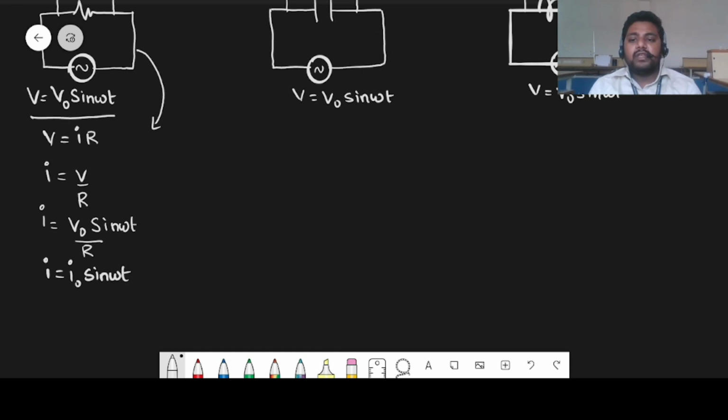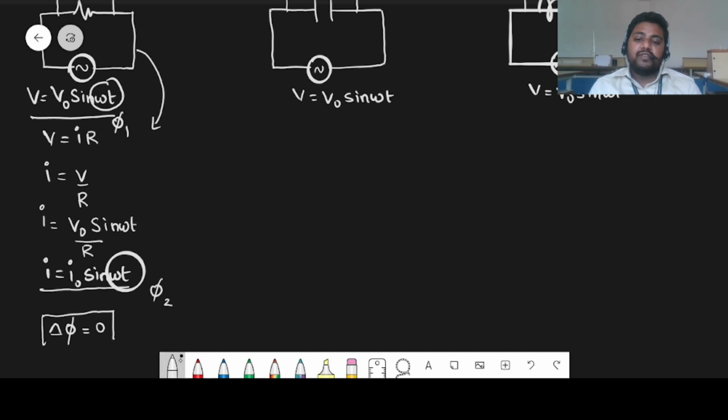So this expression can be further written as I is equal to I naught sine omega t. Now if you observe, these are the two equations. Omega t is called the phase. Let's say this is phi 1, this is phi 2. If you try to find the phase difference, it is 0 in this condition. So there is no phase difference between the current and the EMF in a purely resistive circuit. In a purely resistive circuit, we understood what the equations of V and I will be.